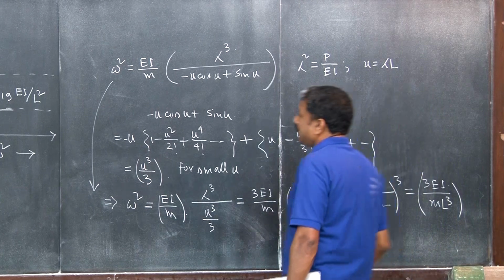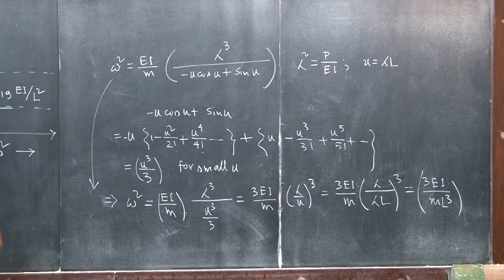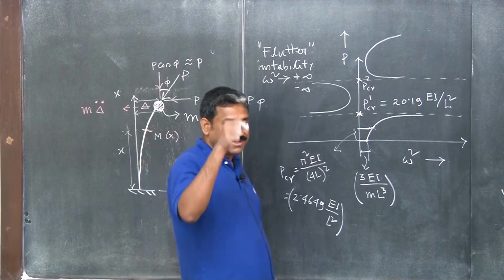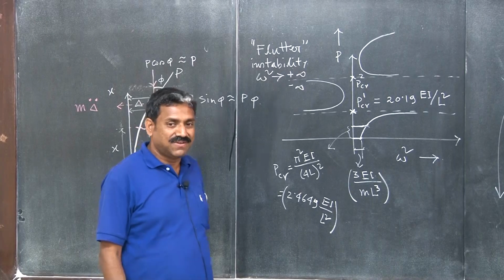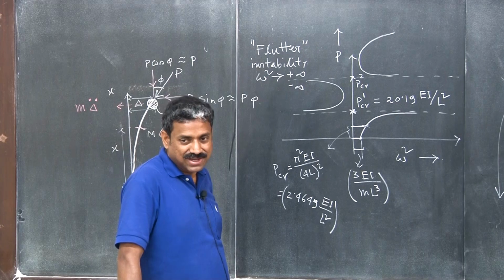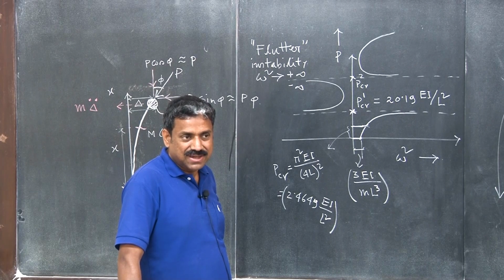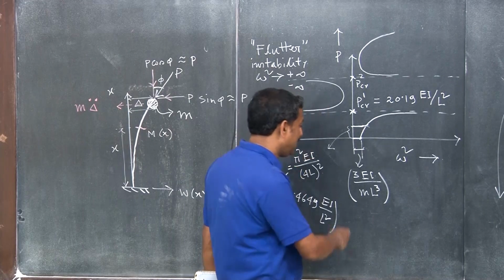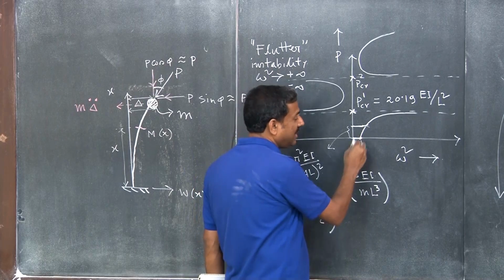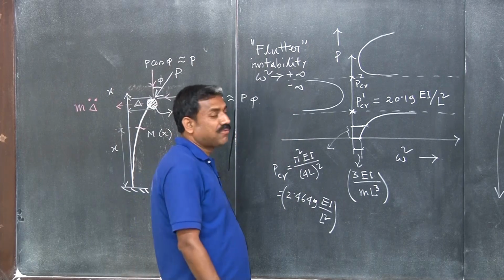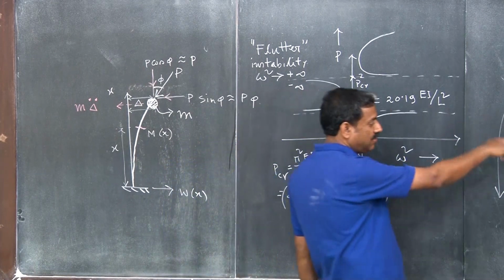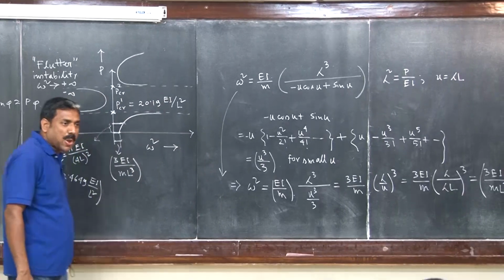What does it mean? See, 3I by m L cube. What is 3I by L cube? If you take a cantilever with a tip load P, what is the deflection? P L cube by 3I. So stiffness is 3I by L cube. Lateral stiffness is 3I by L cube, right? And you divide it with mass, so omega is root of k by m. Do you see that this omega square, when there is no axial force, no follower force, is nothing but the same as 3I by m L cube? Understand that? And I am proving it by doing this expansion. Clear?